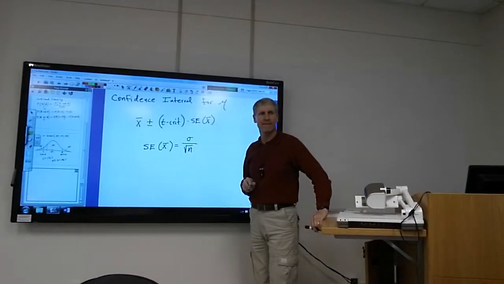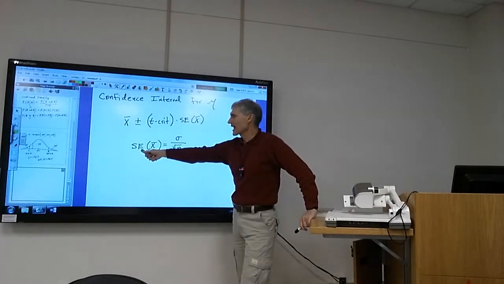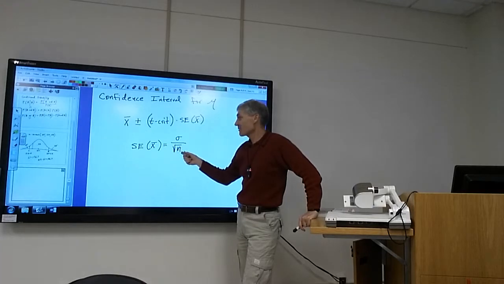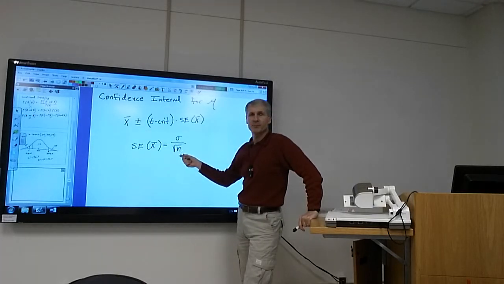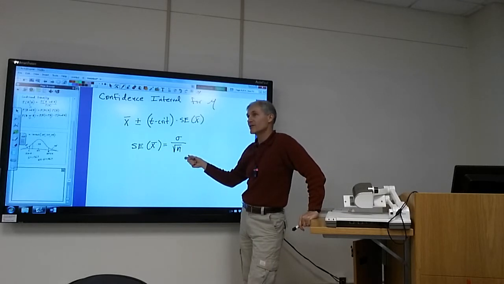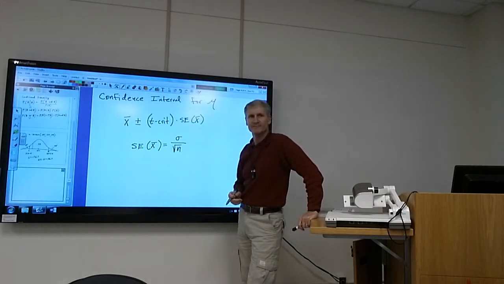Right? So the standard amount of error in your sample estimate depends on how big your sample was. The bigger your sample, the less error. Because the bottom of the fraction gets bigger, the value of the fraction gets smaller. Right?